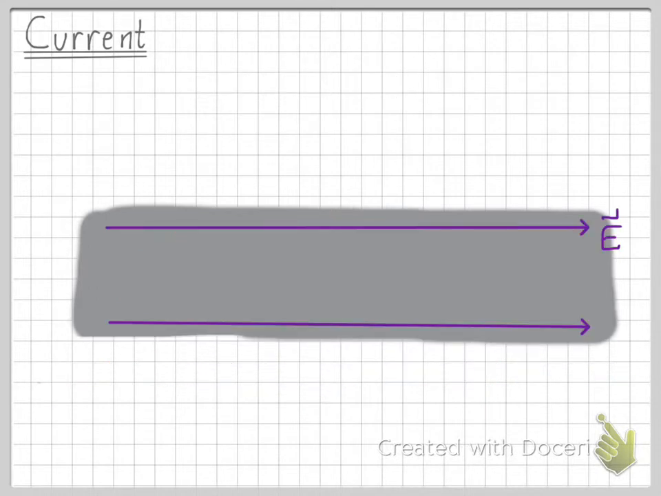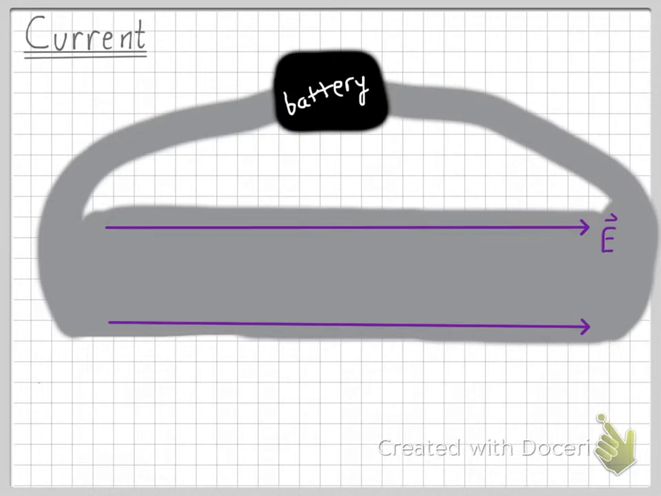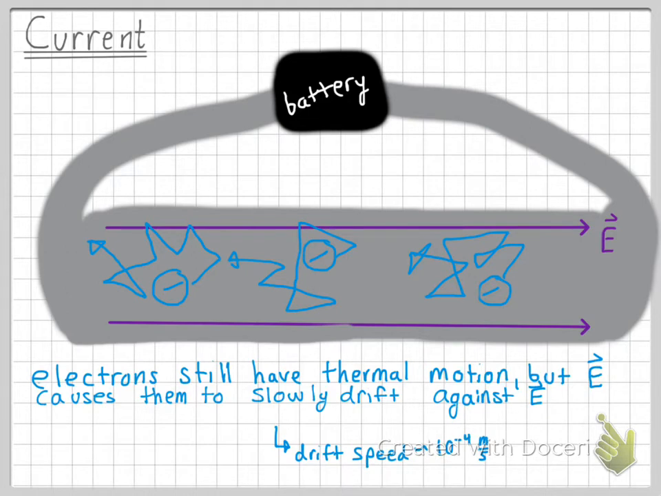Now let's say that we introduce an electric field, and this is done through connecting a battery to the wire. We still have these electrons in the wire, and they feel a force against the electric field. And then the electrons still have this thermal motion, so they still have this random movement going on. But they also have something called drift speed now, which describes the electron's slow drift against the electric field. Drift speed is along the lines of times 10 to the negative fourth meters per second. And if you compare this to thermal motion, which was times 10 to the 6 meters per second, we notice that drift speed is much slower than thermal motion.